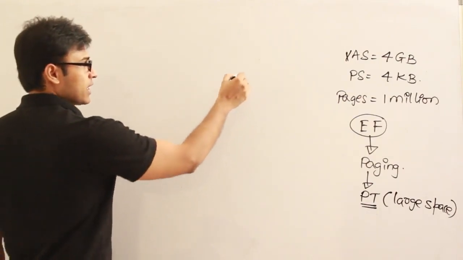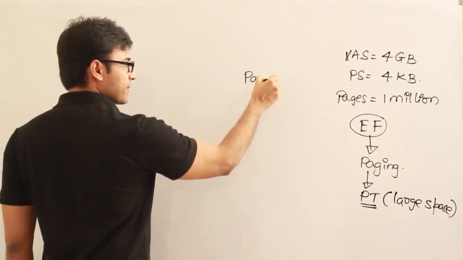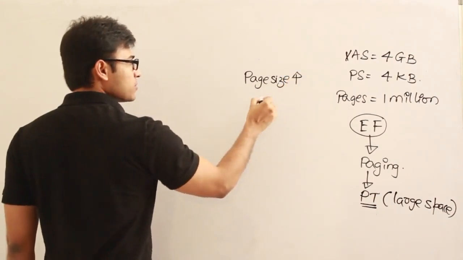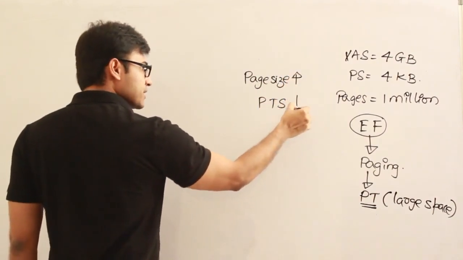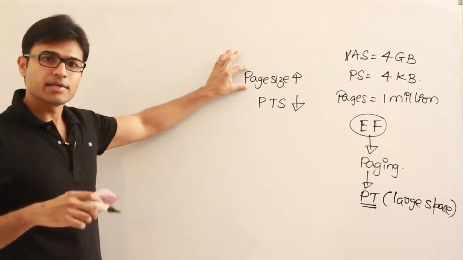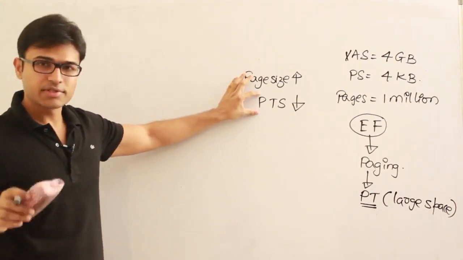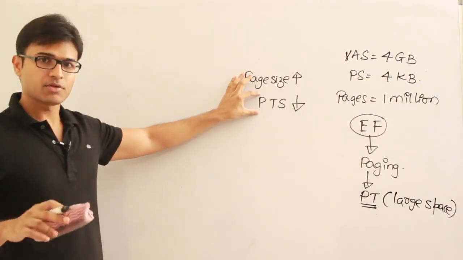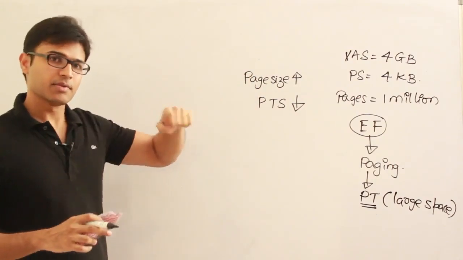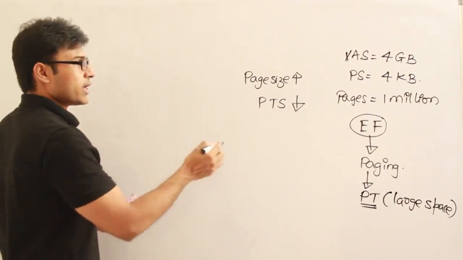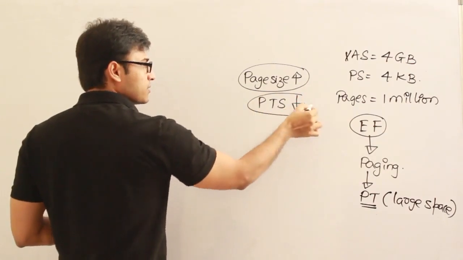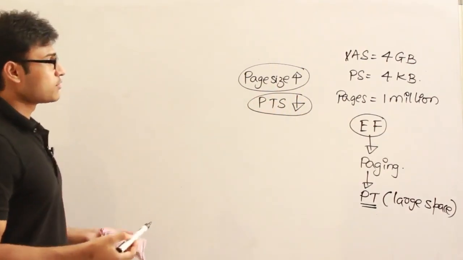So I think you know this. If I increase the page size, then what happens to the page table size? The page table size decreases. How? If I increase the page size, the overall number of pages will decrease, and therefore the page table size will decrease, because page table size depends on the number of pages times the size of each page table entry, right? Therefore if I increase the page size, I can decrease the page table size, but then it is going to introduce one more problem.